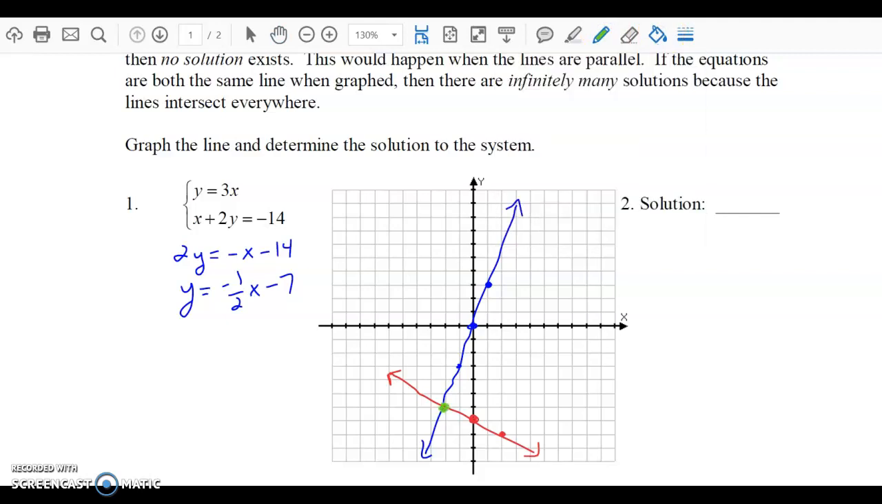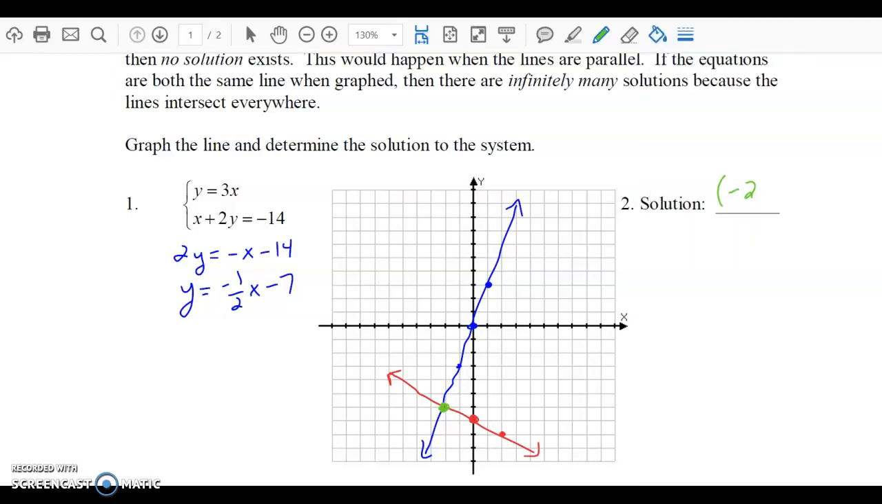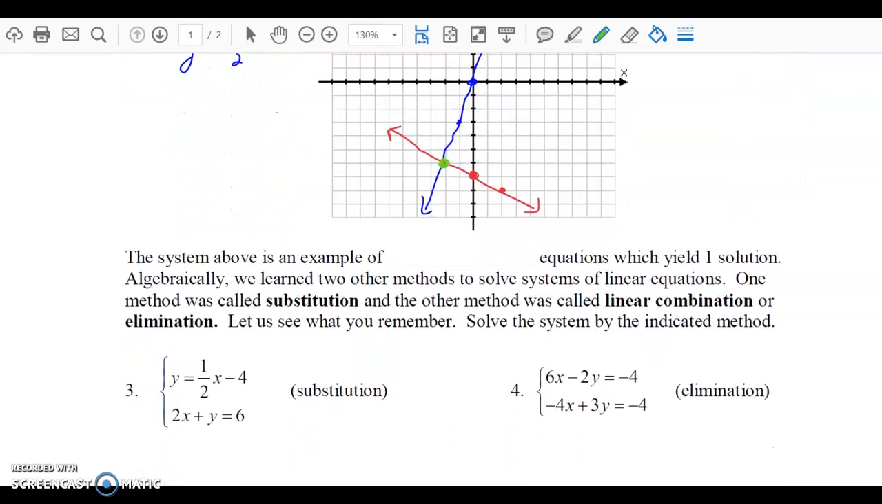And that solution is negative 2. Oops, sorry. It's negative 2, negative 6. Okay, moving on. The system above is an example of consistent equations, which yield one solution.